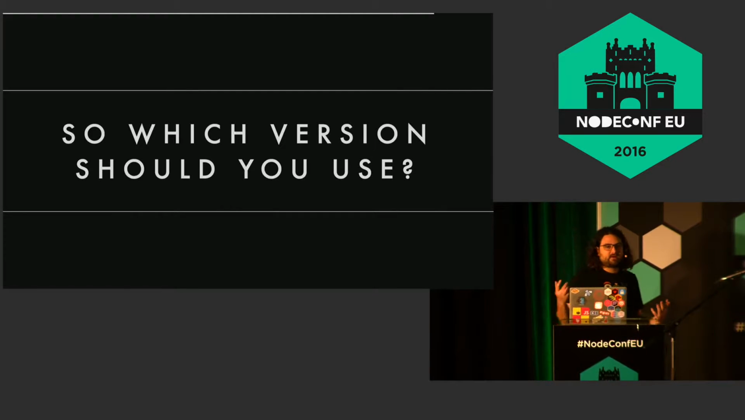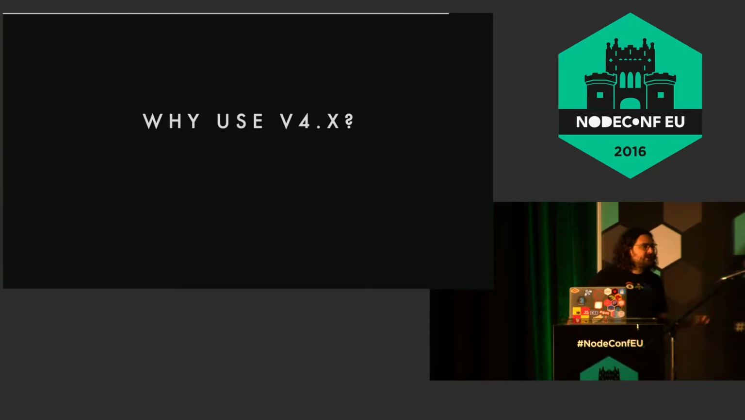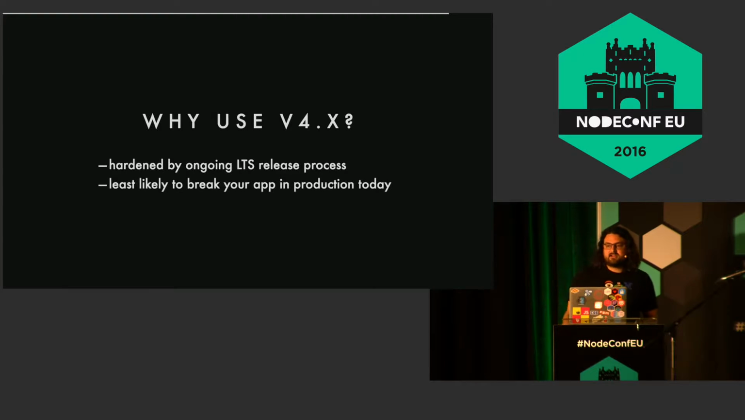But so, probably what you thought this talk was going to be about when I came up here: what version should you use? So version 4.x has had a while on LTS to stabilize, but this is really interesting. Version 6.x is actually going to be bumped to LTS tomorrow. So it's actually a pretty big deal. So why would you use version 4.x? Well, it's been hardened by an ongoing LTS process, which means that it is currently more stable than version 6. It's the least likely to break your app in production today.